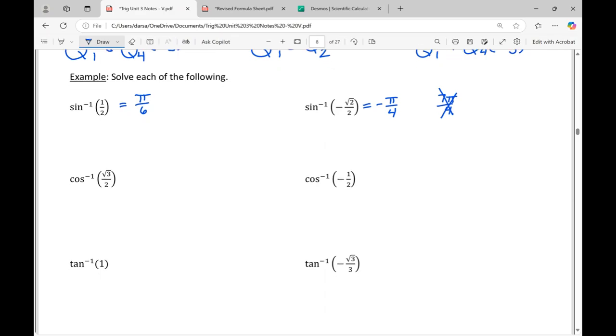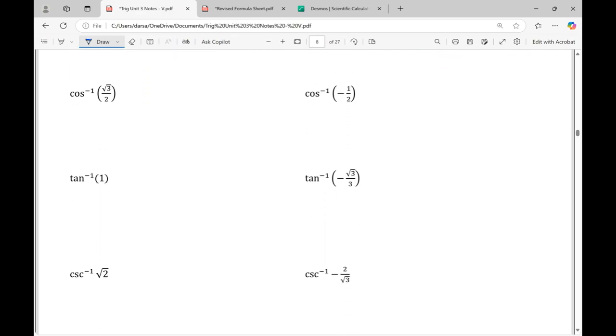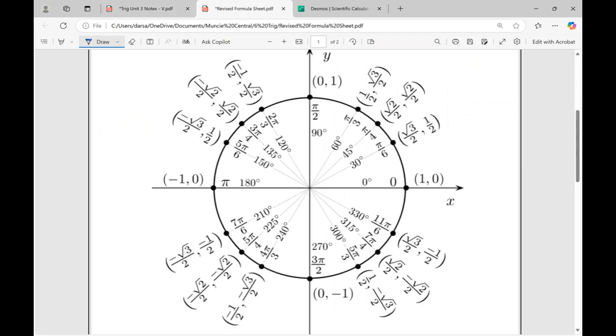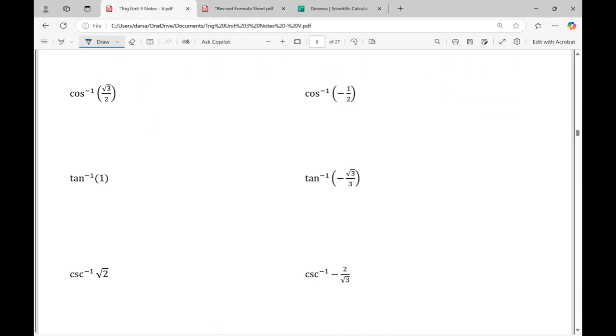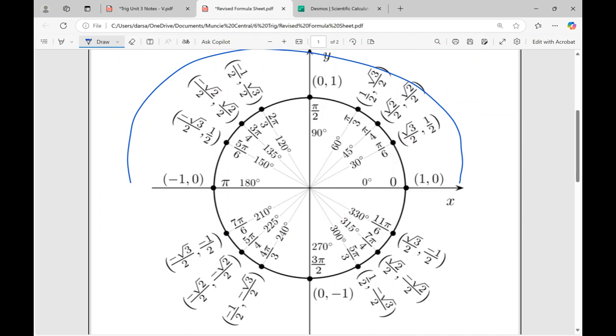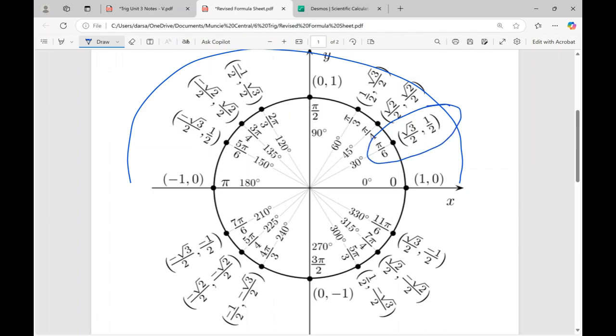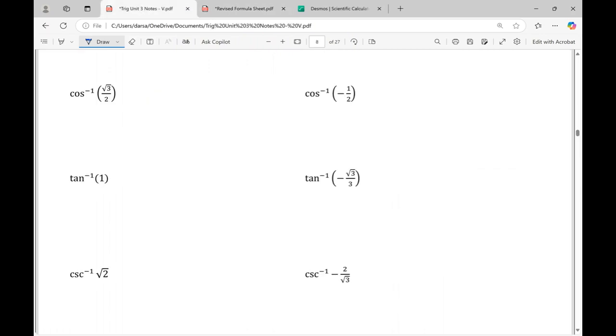All right, cosine inverse of square root of 3 over 2. When we do a cosine inverse question, remember we're allowed to look in quadrants 1 and 2. So we're looking in this portion of the unit circle. Where do we have a cosine that is square root of 3 over 2? Remember, cosine is the x value. So cosine of square root of 3 over 2, that is again pi over 6. So the answer to our first question in cosine is pi over 6.